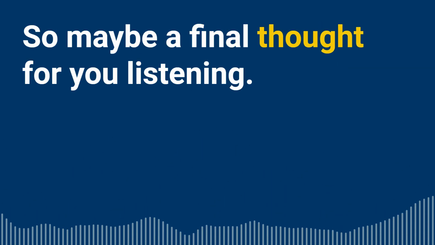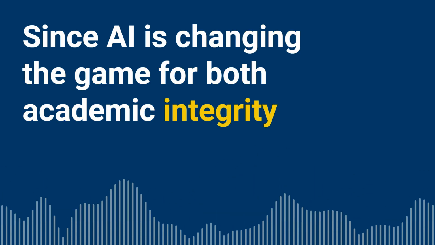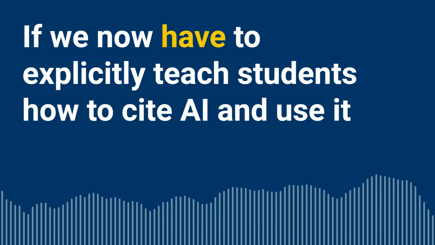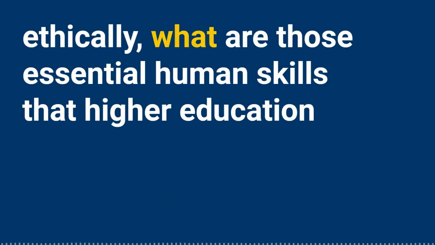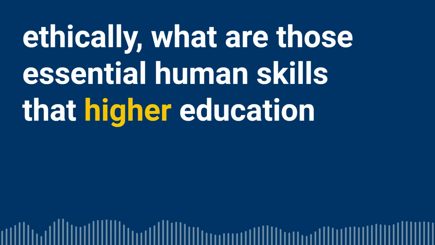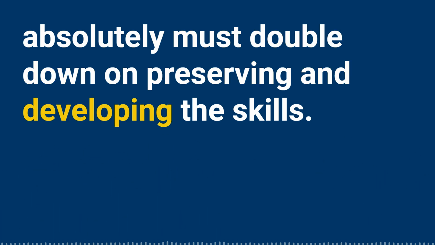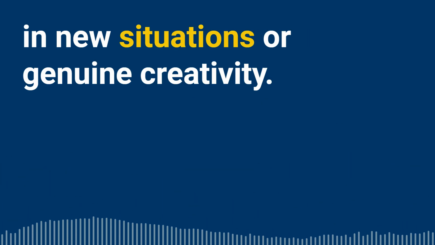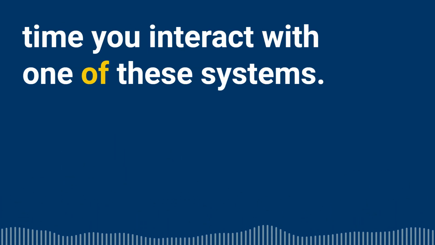So, maybe a final thought for you listening. Since AI is changing the game for both academic integrity and how institutions run, consider this. If we now have to explicitly teach students how to cite AI and use it ethically, what are those essential human skills that higher education absolutely must double down on preserving and developing? The skills AI still struggles with, like that complex reasoning in new situations or genuine creativity. Definitely something to think about next time you interact with one of these systems.